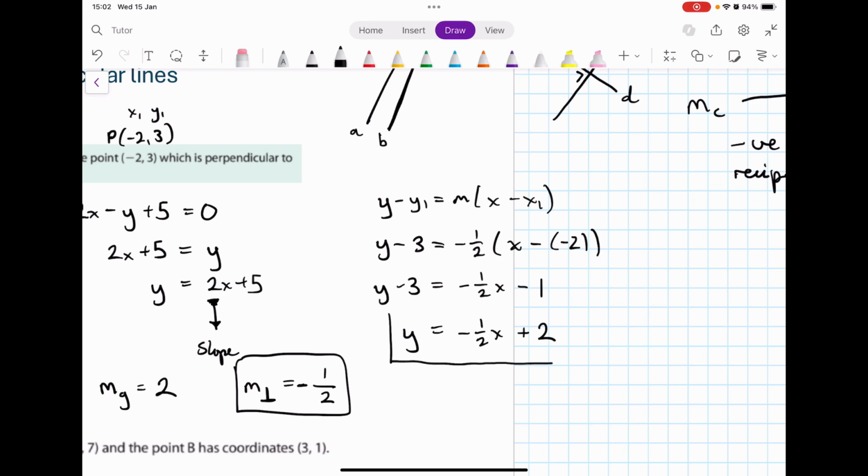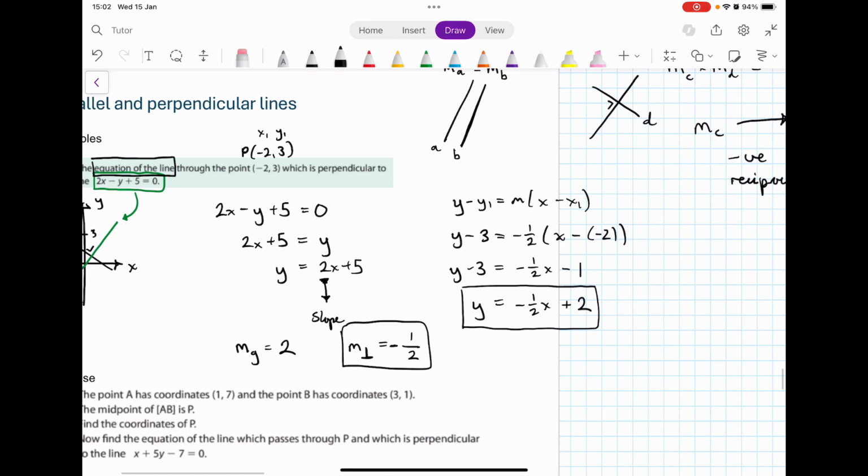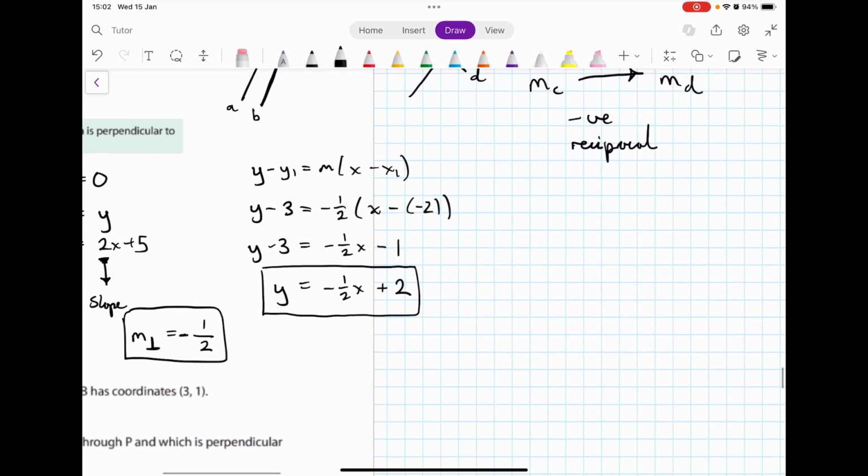And because this is in the form y = mx + c, you can leave it in this form, and that would be your final answer. Of course, you can also leave this in the general form, which looks something like this.